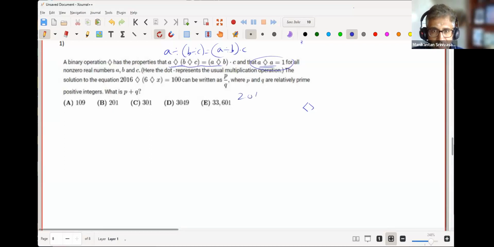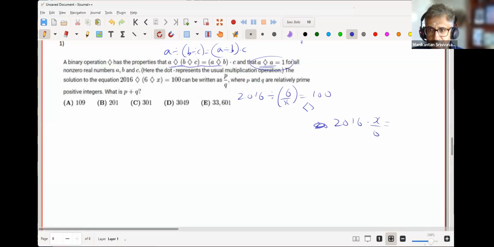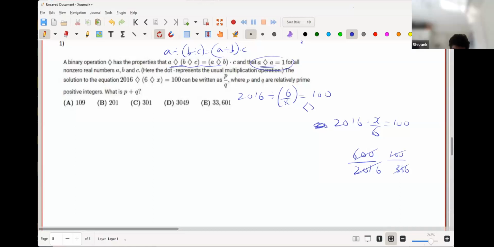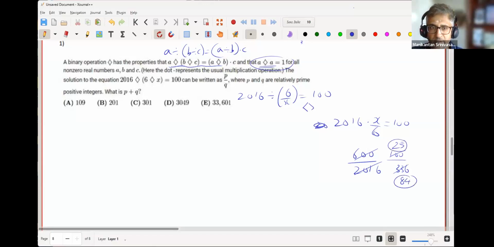Like, so 2016 divided by 6 by x equal to 100. So I'll just do this. We need x, right? 2016 into x by 6 equal to 100. So it's 600 by 2016. And that simplifies, right? 6 goes 100 times, 6 goes 3. It's a 3, 6. And does it go further, right? 4 goes, yeah. 4 goes 25 times and 84 times. Yeah, 84 plus 25, 109.